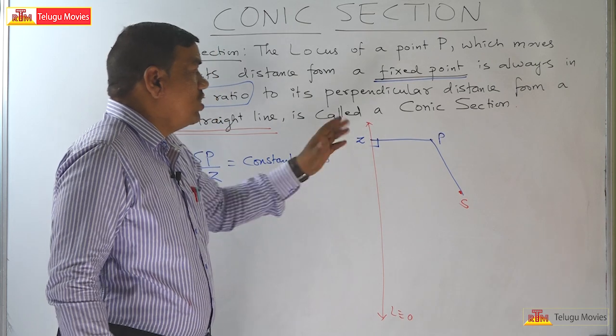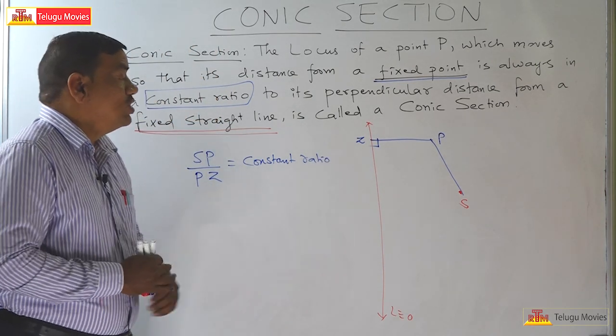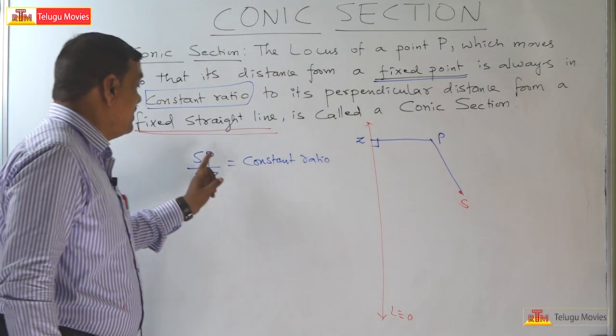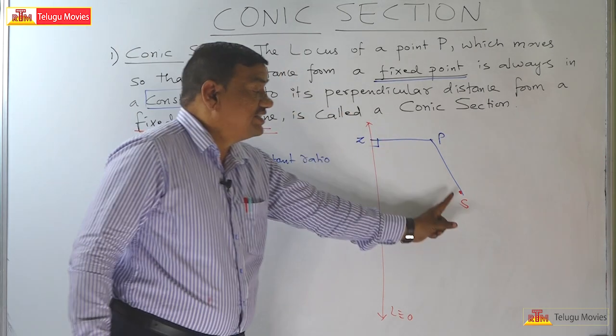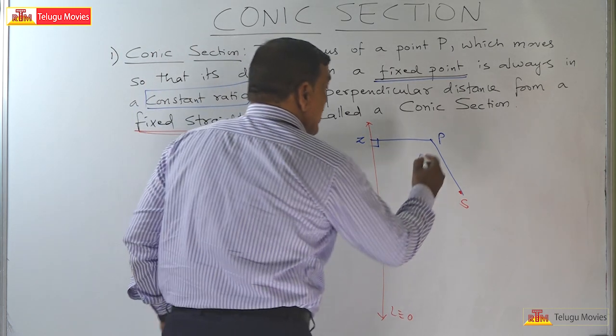That shape is called a conic section. Understand? Very easy concept this is. So on the whole, SP by PZ is a constant ratio. Here S is a fixed point, L is a fixed line. That means a point P may be here.